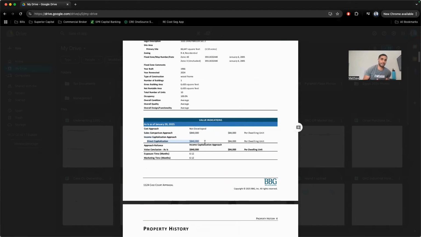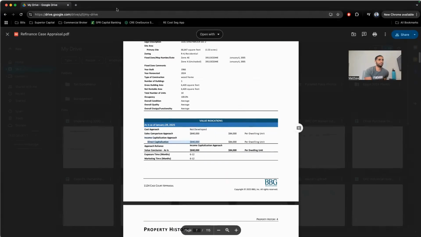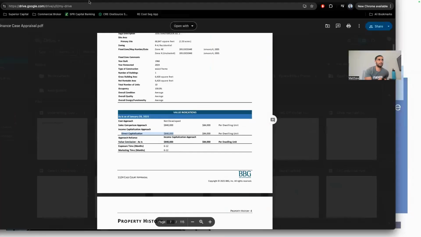Now, this was a refinance, not a sale. A lot of times, appraisers at the sale really have a bias to appraise at the purchase price, but this is an appraisal. So we're going to go over what they did with the cap rate and what they did with the sales approach. So now to dive into the cap rate.